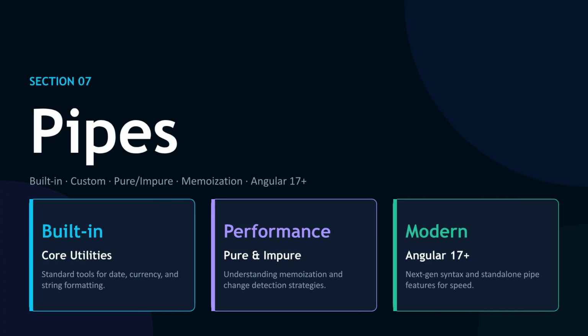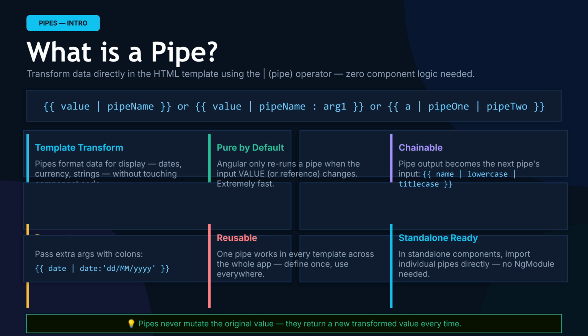Section 7 is dedicated to pipes. We'll examine built-in pipes for core utilities, pure versus impure pipes for performance, and modern Angular 17+ features like standalone pipes for speed. A pipe transforms data directly in the HTML template using the pipe operator, requiring zero component logic. Pipes are pure by default, chainable, reusable, and now standalone ready in modern Angular. Crucially, pipes always return a new transformed value without mutating the original one.